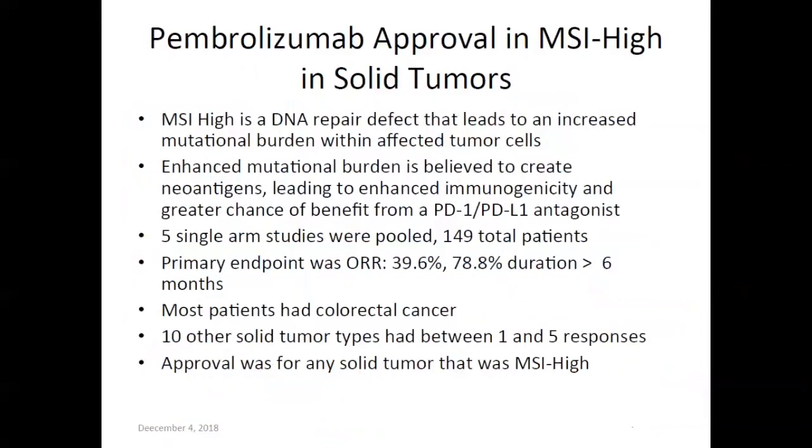Then we had another special drug, pembrolizumab, or Keytruda, which is used to activate the immune system against cancer. It was approved in MSI-high solid tumors, which have a DNA repair defect that leads to an increased mutational burden, which in turn creates neoantigens that the immune system can react to, and tumors with an enhanced mutational burden seem to do better.